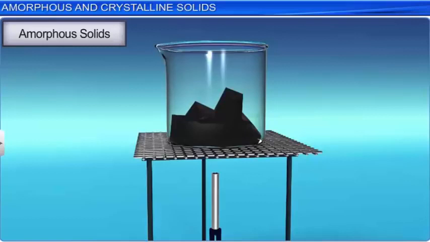A crystalline solid has a sharp melting point. That is, when it reaches its melting point, it immediately changes into liquid form. These are considered true solids.